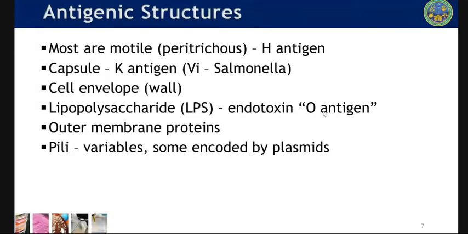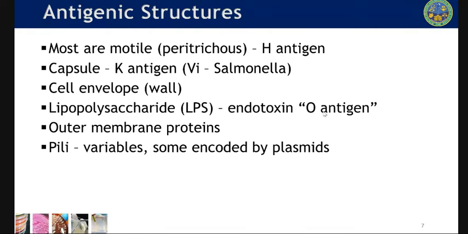So for the antigenic structures of the family Enterobacteriaceae, this differs among the different microorganisms under this family. Most are motile, particularly peritrichous in nature. When I say peritrichous, they line the surrounding of the microorganism. And in particular, the antigen that contributes with regards to the flagella would be the H antigen. While for capsules, you have the K antigen, which you have in Vi of Salmonella.